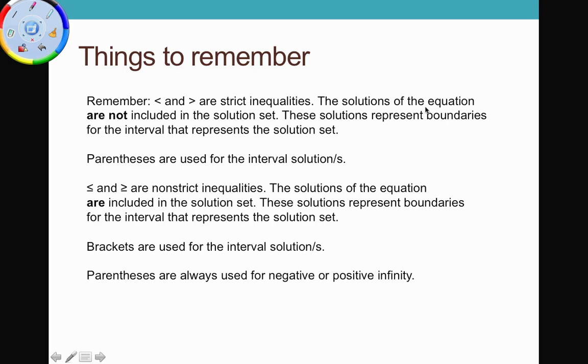Okay, the solutions to the equation that we solved, remember we converted, are not included in the solution set. Those were those open circles that we found, remember, like this. Here's a number and here's a number. Okay, we use parentheses for those. These inequalities are non-strict. The solutions to the equation, remember we convert, are included in the solution set. And what we use are brackets for those, like that. And then parentheses are always used for negative and positive infinity. So happy solving quadratic inequalities.